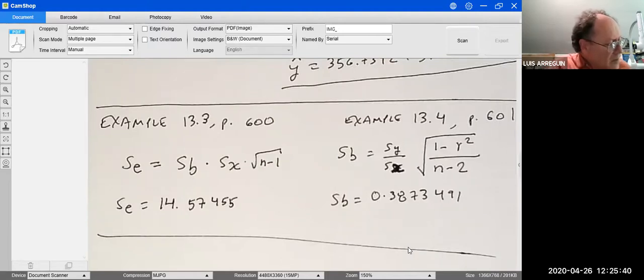So now we're going to work another example. We're going to work example 13.5. So let's see.